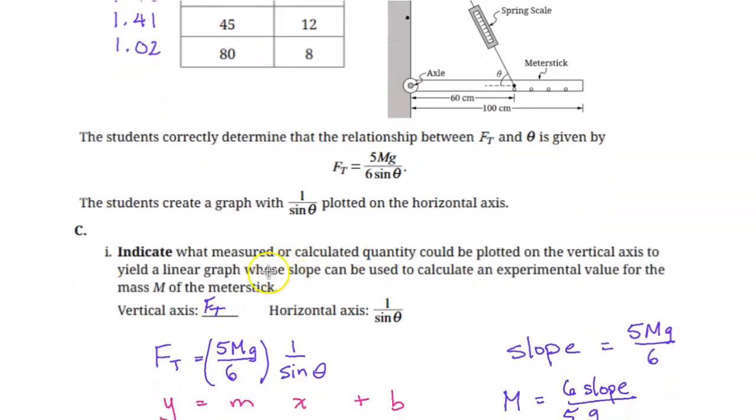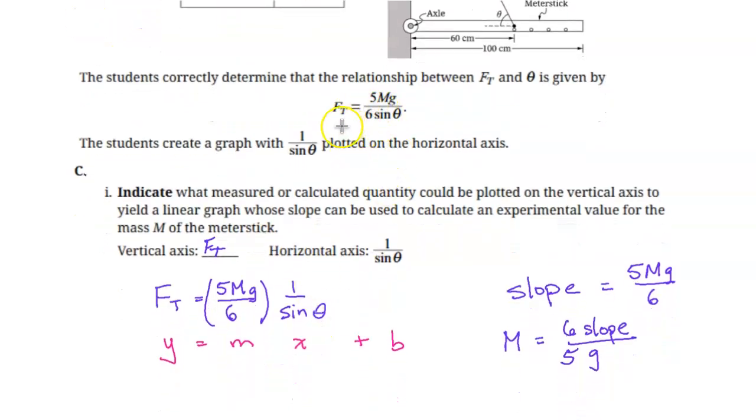Part C, indicate what measured or calculated quantity could be plotted on the vertical axis to yield a linear graph whose slope can be used to calculate an experimental value for the mass m of the meter stick. So what we're going to do here first is try to make this equation look like y equals mx plus b. So if we factor out the 1 over sine theta, which the problem already told us is going to be on the horizontal axis, that is going to be represented by the x here. Then what's left over is going to be the slope. So 5 mg over 6, that is the slope. And then if you wanted to find the mass, we would just isolate the mass, and we would get 6 times the slope divided by 5g.